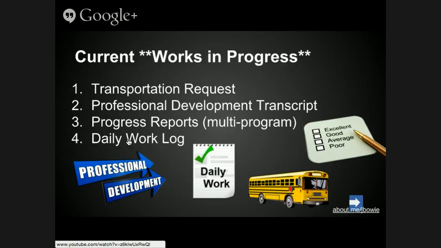So the transportation request, if you heard the slam yesterday, you understand what that does. You may not understand exactly how it works, but basically it automates a request for transportation. It automatically creates a calendar event, puts the location on the calendar event, the start time, the end time, who's requesting, sends an email to their supervisor to approve it, and sends an email to the campus director once it's approved.